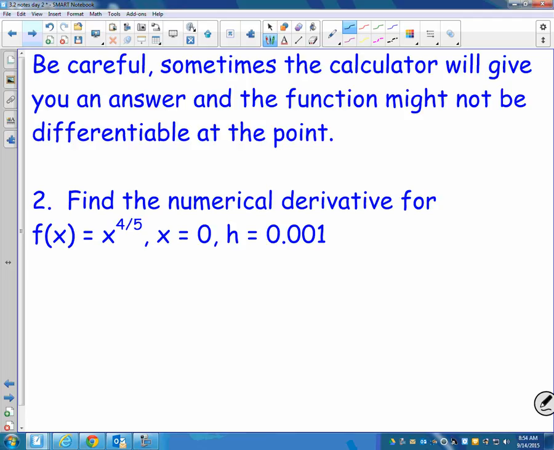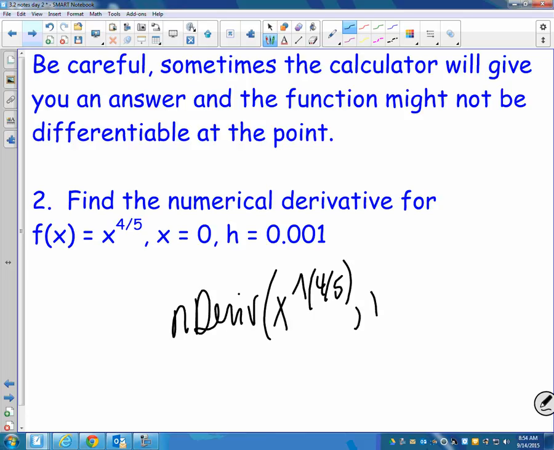You find the numerical derivative for x to the 4/5 at x equals 0. Remember what we talked about on Friday about stuff like the 1/3 power and 1/5 power? But go ahead and type it in and tell me if the calculator gives you an answer. I'd be interested to know, Bradley, if yours gives an answer, or if it's smart enough to know that there's not a derivative here. It says 0, right? So if you do nDeriv and you type x, caret, parentheses 4/5, comma x, comma 0, it says 0.